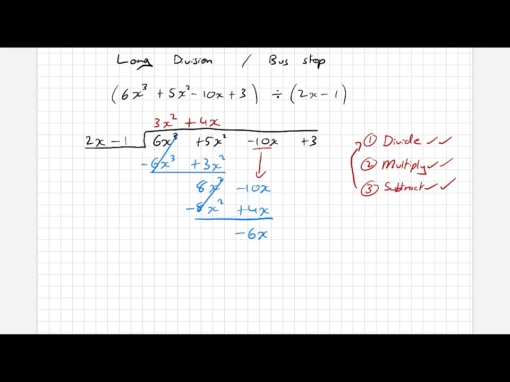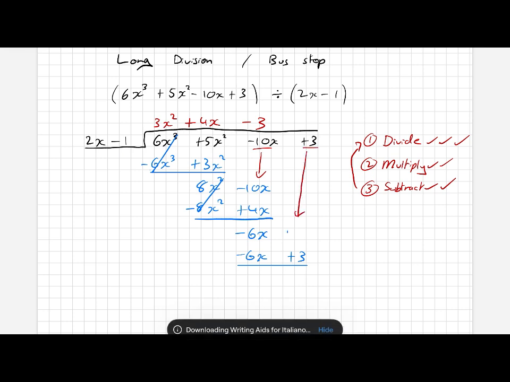So I'm back to the start again, divide. Divide this term that we just got by the first term here, 2x. Negative 6x divided by 2x gives me negative 3. So that is my division done. Next it's on to multiply. Multiply the answer we just got, negative 3, by 2x minus 1. Negative 3 times 2x is negative 6x. Negative 3 times negative 1 is plus 3. And before I subtract, I need to bring down this 3. Now I'm going to subtract.